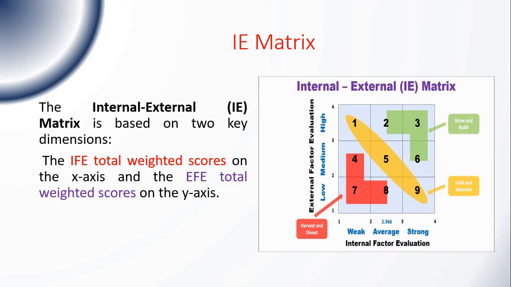In the industry we are in very low positions. Then the business can use different strategies: harvest and divest, retrench, or liquidate. So these are the different strategies which can be used by the business organizations.